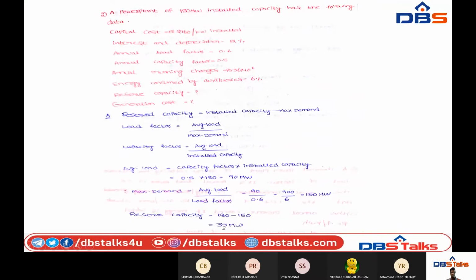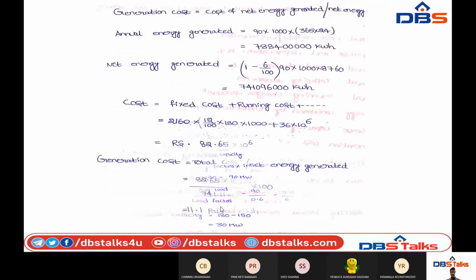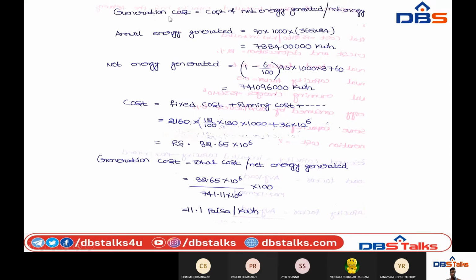Okay, reserve capacity is 30 megawatt. Generation cost: students, please remember that for calculating generation cost, first of all, we follow this procedure. First, annual energy generated, then net energy generated, then total cost. Total cost divided by net energy generated, and we get the value of the generation cost. It is one problem.